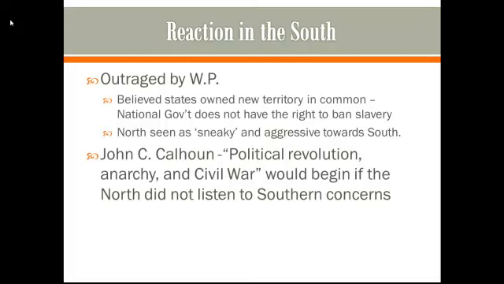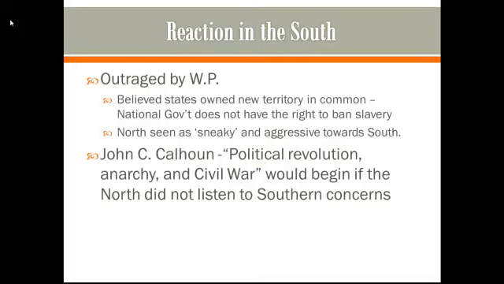They also believe that the states, not the national government, own that new territory in common. And so in their mind, because the national government doesn't own the new territory, it does not even have the right to ban slavery in that new territory. This creates a lot of tensions. John C. Calhoun said that political revolution, anarchy, and even civil war would begin if the North did not listen to Southern concerns.